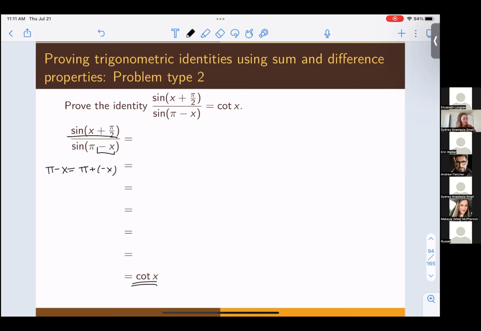So doing that, just applying the sum identity to both the numerator and the denominator, which also seems like a good idea because we have a pi over 2 and a pi here, which is something we know we could evaluate.